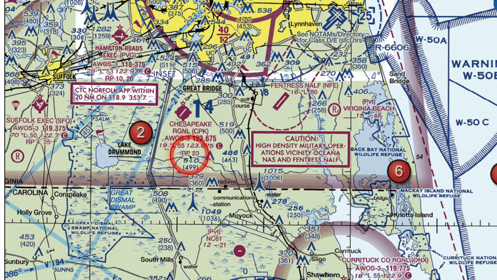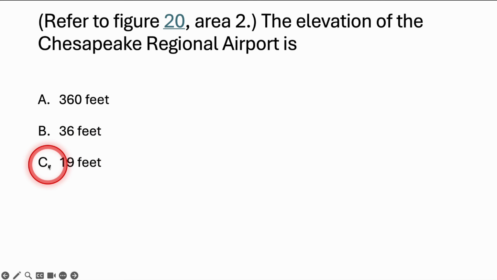This one's referring to the pattern, so it says right pattern for runway 23. Can't be that one. So your options are going to be either 19 or 55. So the 55 is going to be the length of the longest runway at that airport, so it's going to be 5,500 feet, and that leaves us with 19, which is the elevation. So our only choice is C, 19 feet.